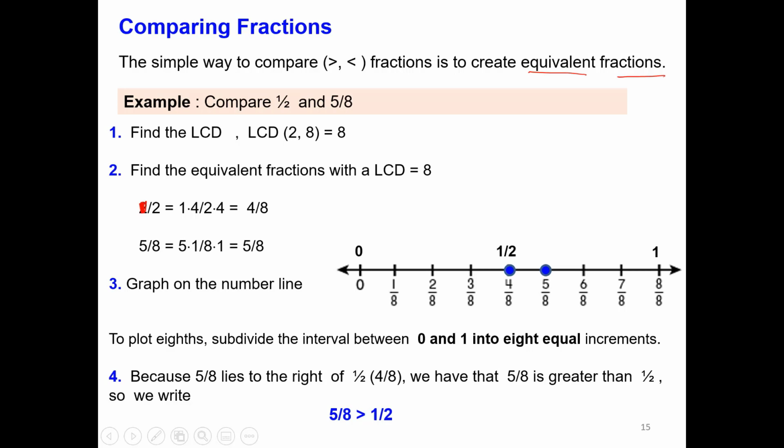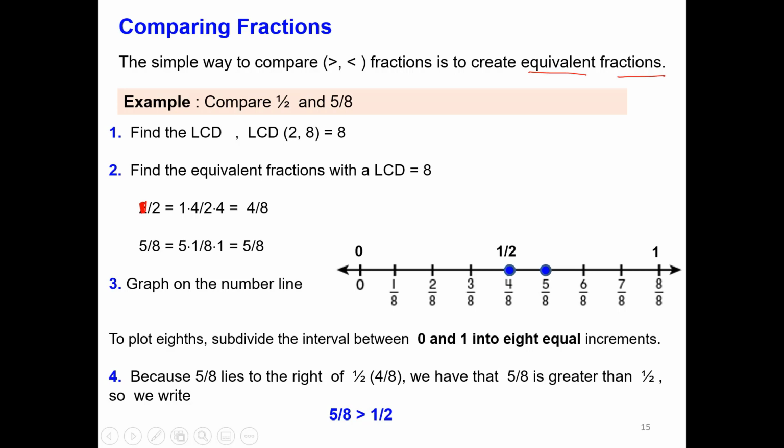Then 1 times 4 is 4, 2 times 4 is 8. Then 1/2 is equivalent to 4 over 8. And here we don't need to do anything. Yes, it's just multiplying by 1, but we need 8 as the denominator, so we don't need to do really anything here. And now we have equivalent fractions, fractions with the same denominator. Now we can compare them. Now, how will we graph this? How will we compare 4 over 8 and 5 over 8?